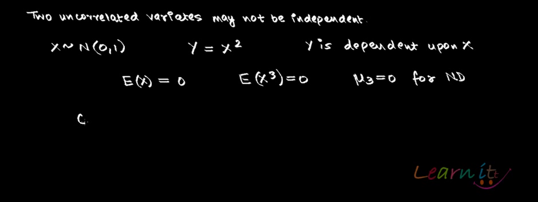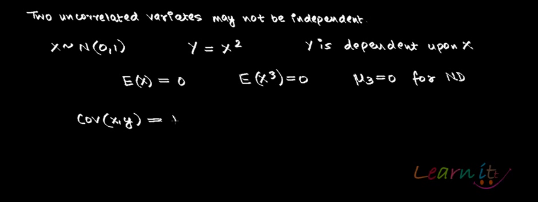Now, covariance xy. What we'll show is that covariance xy would be 0. That would imply correlation would be equal to 0. But still, correlation being 0 doesn't mean that x and y are independent. Here what we'll show is that covariance of xy is equal to 0.